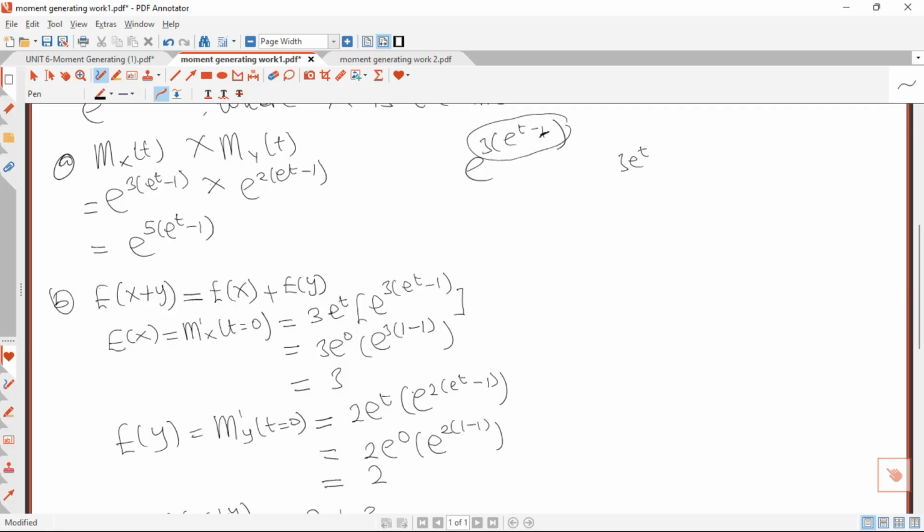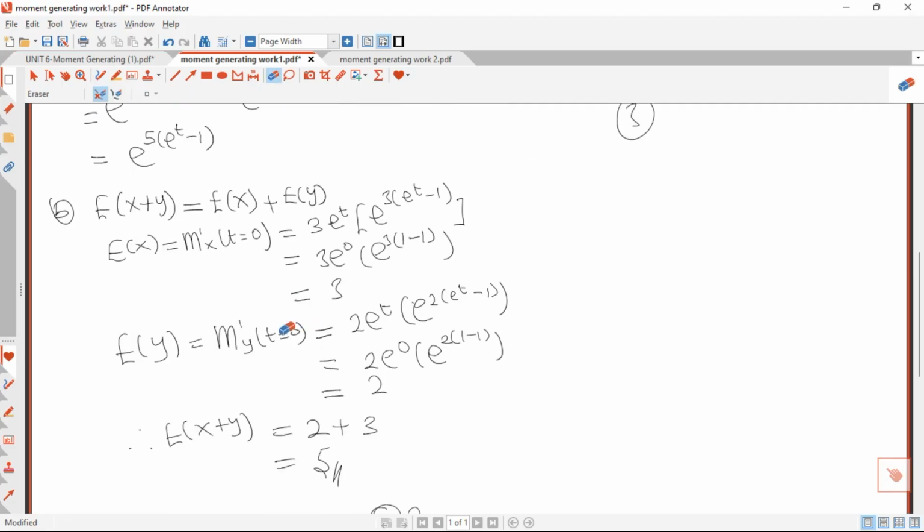Once you differentiate the 3 here, you get 0, and multiplied by the whole function, you are going to get e raised to the power 3(e raised to the power t minus 1). And then once you put t is equal to 0, you are going to get your final answer to be 3, right? So the expectation of x is 3, and the expectation for y will follow the same procedure. You are going to get 2 here.